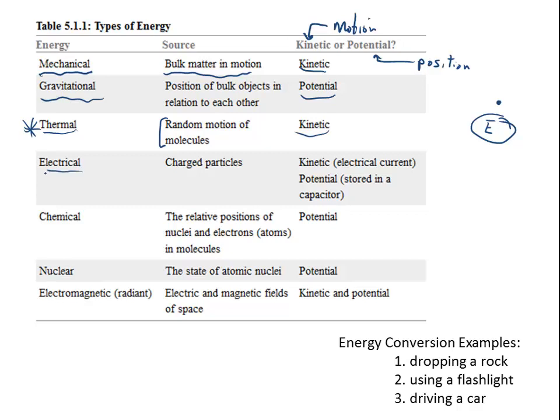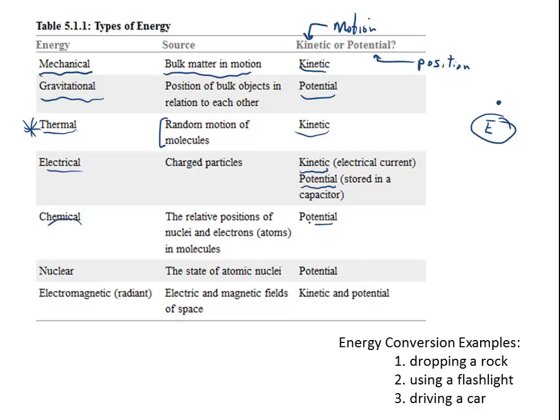Electrical energy is based on the position and movement of charged particles. So it's kinetic energy when those charges are moving, particularly electrons through a wire. And it's also potential based on where you have charges stored in a particular place.